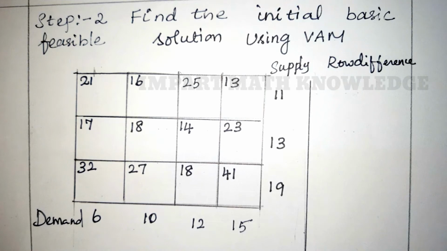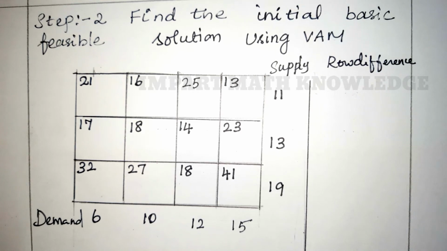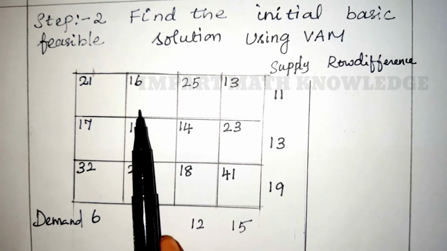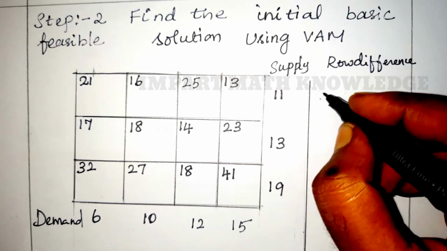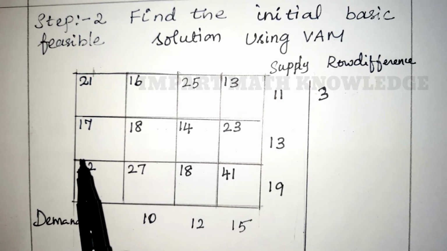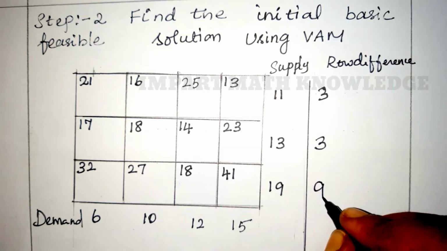Step 2, we have to find the initial basic feasible solution using Vogel's approximation method. For that, you have to find row difference and column difference. In the first row, the minimum element is 13. Next minimum element is 16. The difference is 3. You have to write the difference here. Second row, the least number is 14. Next least is 17. The difference is 3. Third row, least number is 18. Next least is 27. The difference is 9.